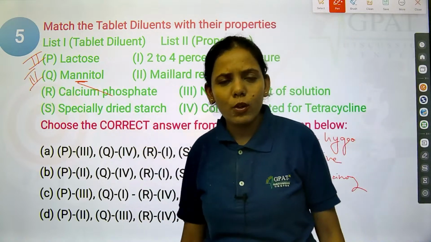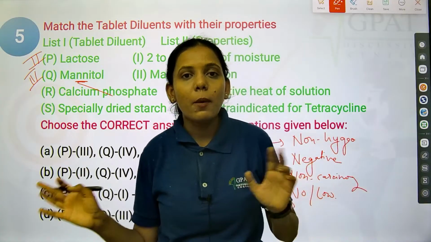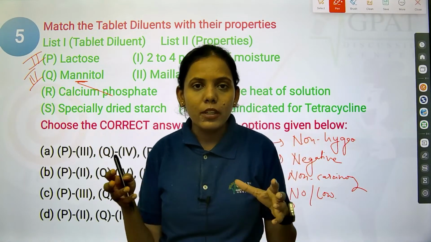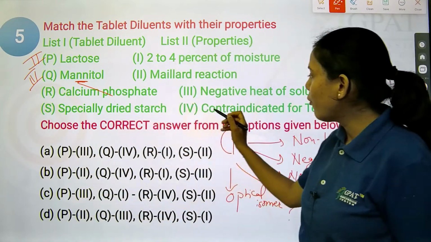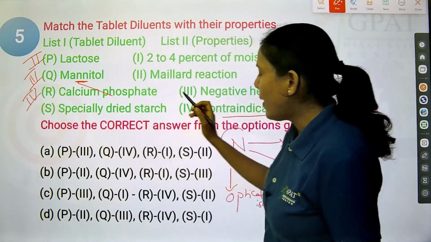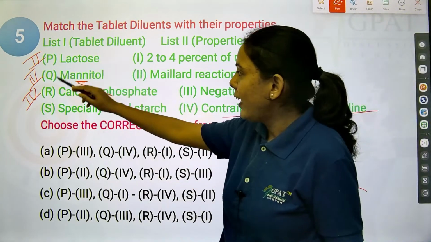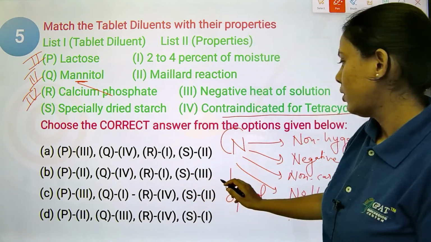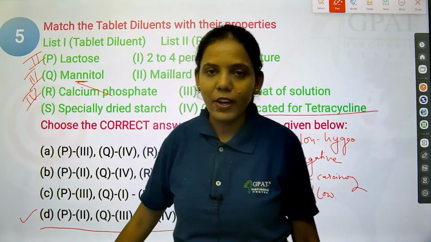Calcium phosphate: everybody knows that whenever we talk about tetracycline or antibiotics, it is advised that you should not take them with milk because milk contains calcium. If you take them along with antibiotics, the absorption will be hampered because they form a complex. So calcium phosphate is contraindicated for tetracycline. So R is 4, and specially dried starch has 2 to 4% moisture. So it is 2, 3, 4 and 1. Option D is the right answer.